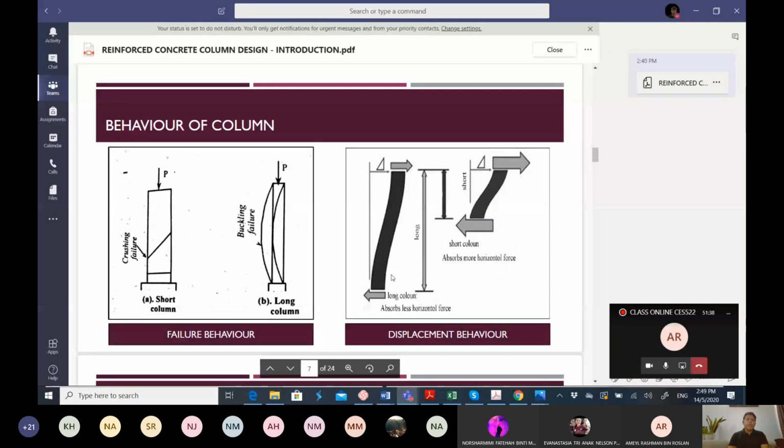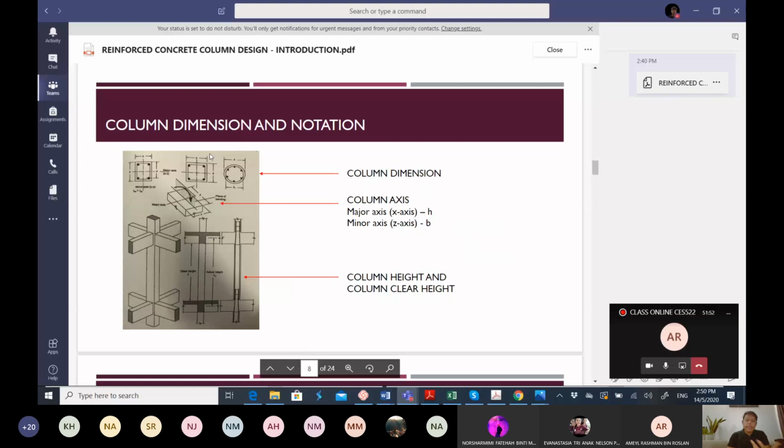Okay, this is the column dimension and notation that you have to know. For the column axis, the major axis we call the x-axis, normally represented by h. The dimension is b times h. The minor axis is the z-axis, represented by b. And then there is the column height and the column clear height. So if I would like to enlarge this figure a bit.